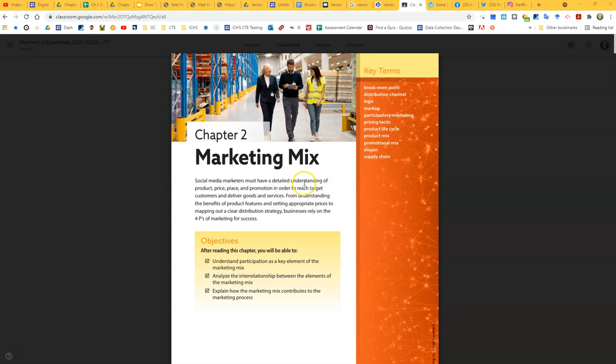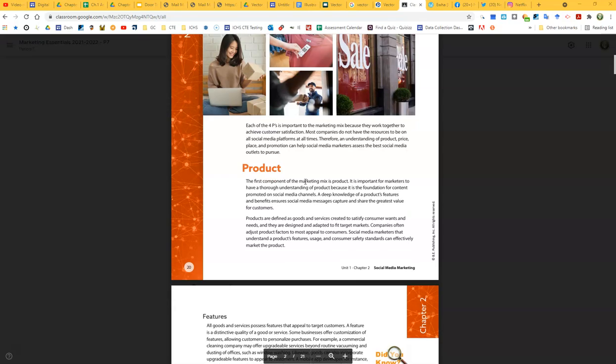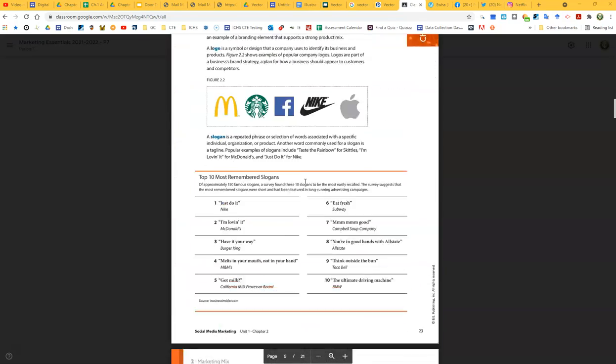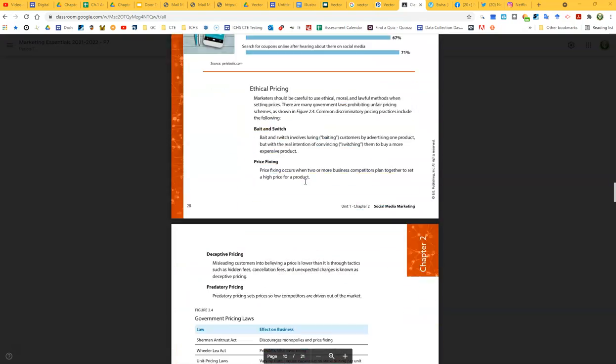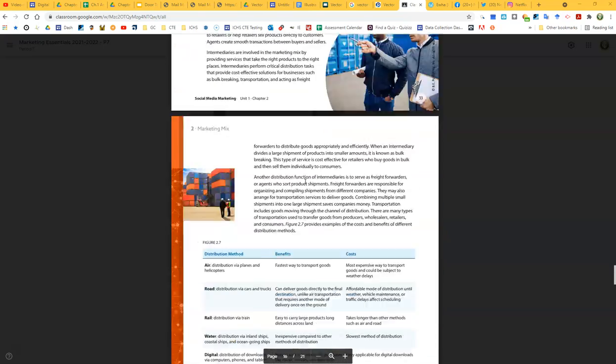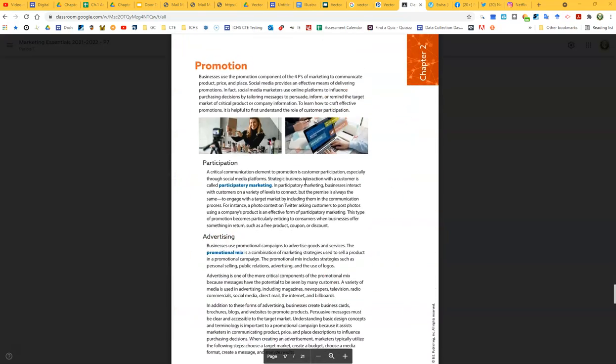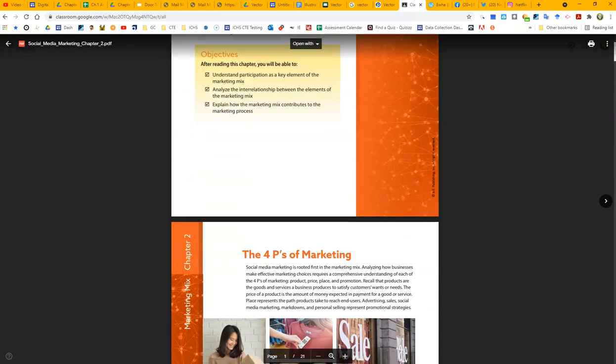So for Chapter 2, what you're going to be reading about is what's called the marketing mix, and that includes the 4 Ps. The 4 Ps are product, and price, and place, and finally promotion.